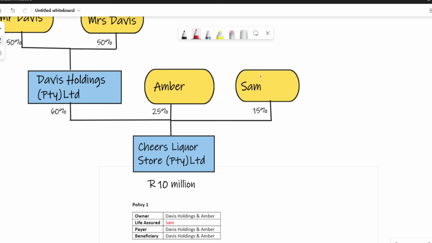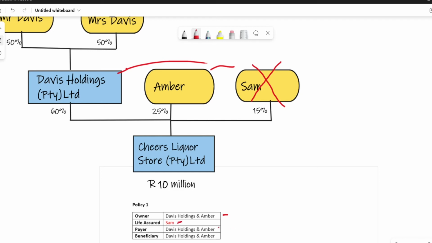So we want a policy that if Sam passes away, that the policy will pay out to Amber and the Davis company. And so therefore how it's structured is that the owner of the policy is going to be Davis Holdings and Amber. And then the life assured, which is going to be the trigger event for those funds to pay out, is going to be Sam over here.